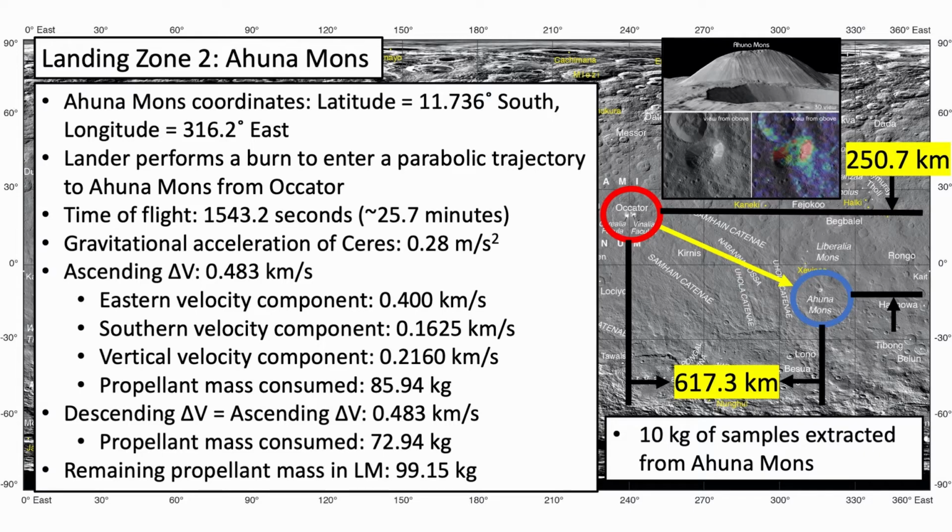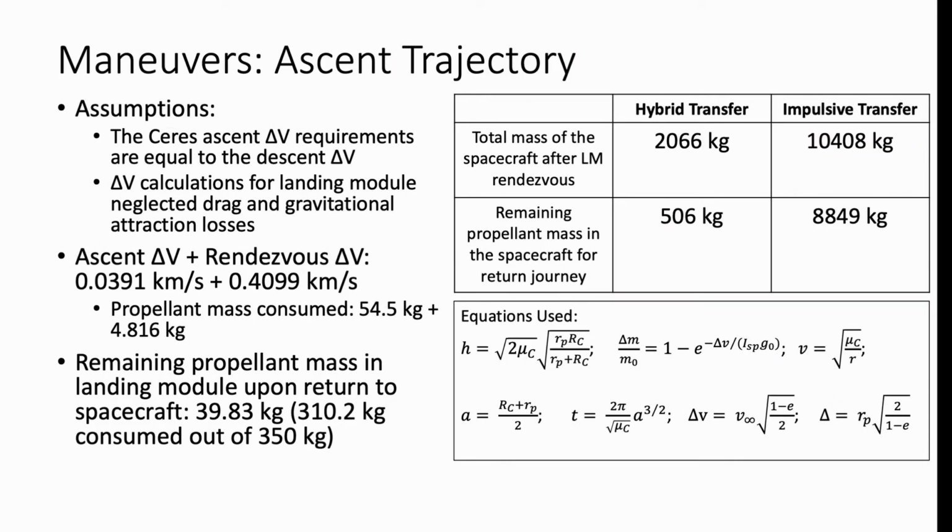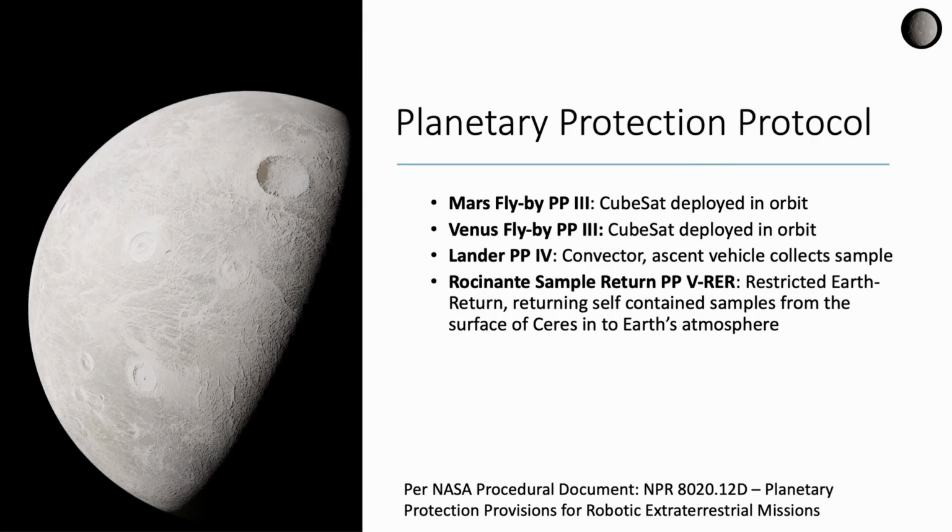Following initial landing on the surface of Ceres, the lander will have approximately 1.5 years to collect samples and conduct surface experiments. Once the mission has concluded at Ahuna Mons, the lander will have an opportunity once every 13 days to launch and rendezvous with the mothership with minimal delta V. It is calculated that approximately 310 kilograms of propellant mass will be required for the lander to complete its dual sample return mission. Once rendezvous is complete, no hardware will be left in Ceres orbit or on the surface to meet the highest standard of planetary protection.